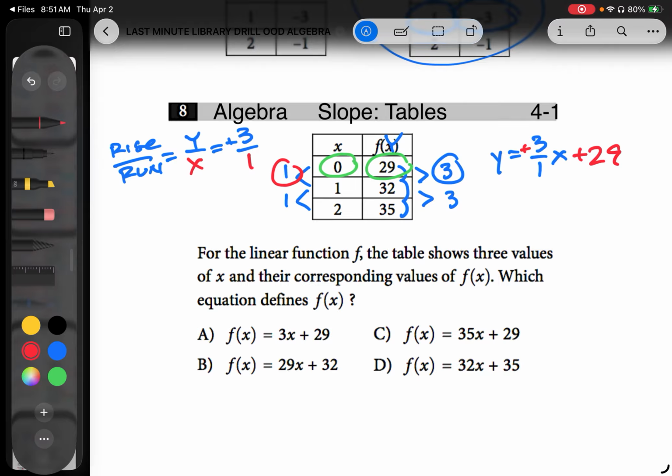Take a look at our answer choices. I think our answer is A as in Apple Jacks. 3x plus 29. Notice that your y-intercepts are wrong here, so these are two automatically wrong answers. And of course, your slope is not 35, it's 3.